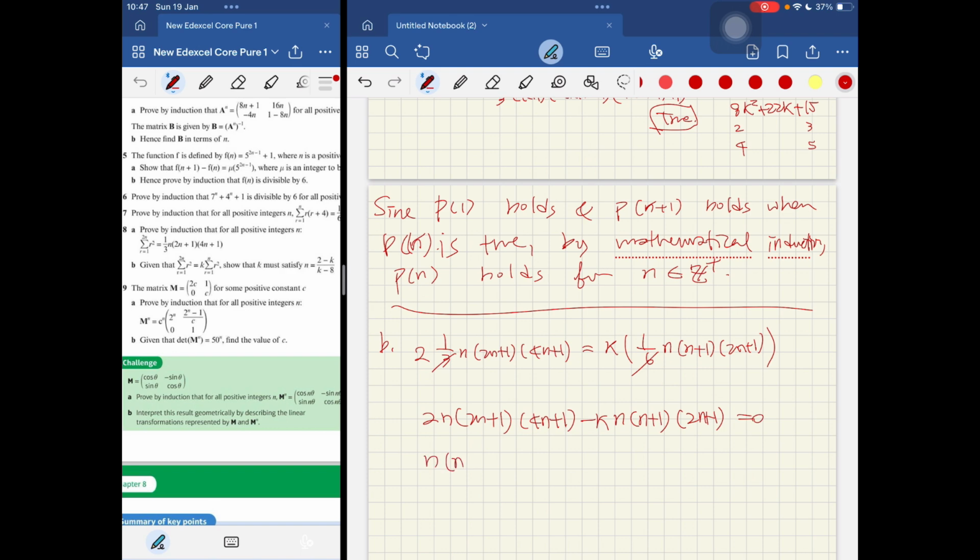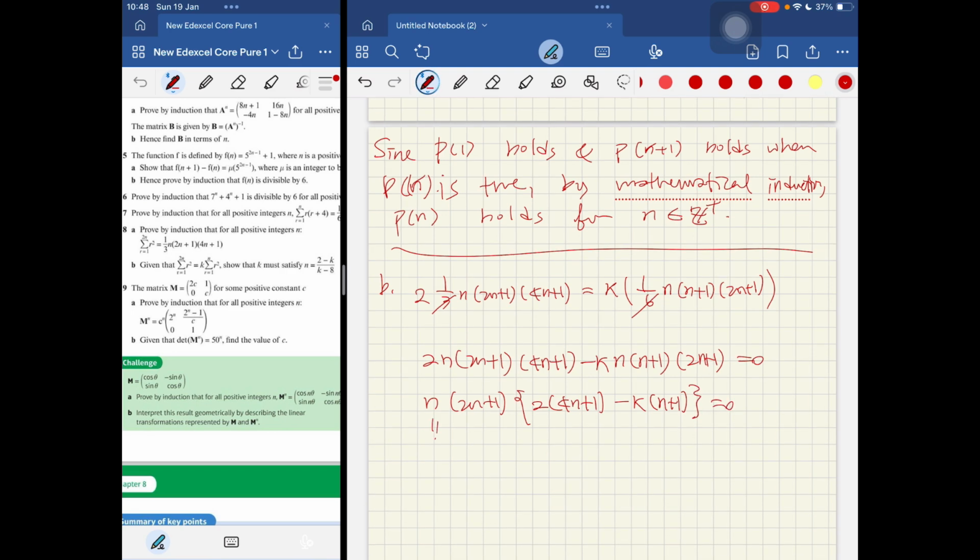So n plus 1, 2n plus 1 is common, and 2, 4n plus 1 minus k, n plus 1 should be 0. So this cannot be 0, this cannot be 0 because n is a positive integer. So only this can be 0. 8n plus 2 minus kn minus k equals 0. So n equals k minus 2 over 8 minus k. So 2 minus k over k minus 8.